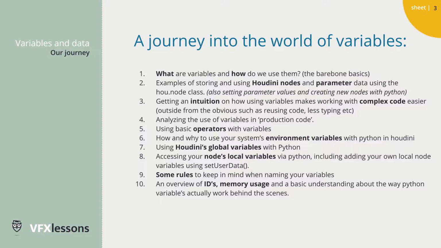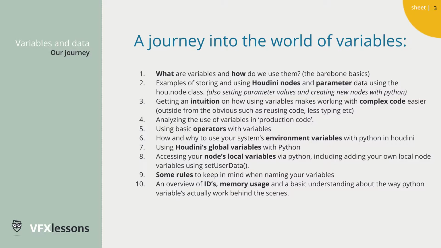But then after that, I want you to get a good intuition on how using variables makes working with complex code easier. Outside from the obvious, such as reusing code and less typing and so on. So for this, we will try to convert a mathematical equation into actual Python code that works on an object in your scene. On the same token, we will be analyzing the use of variables in production code.